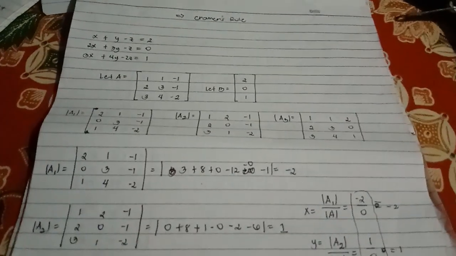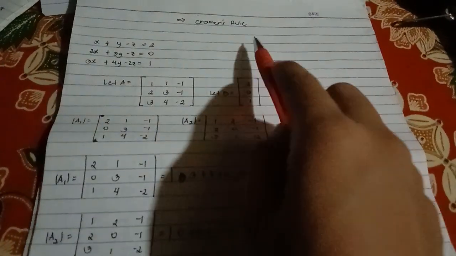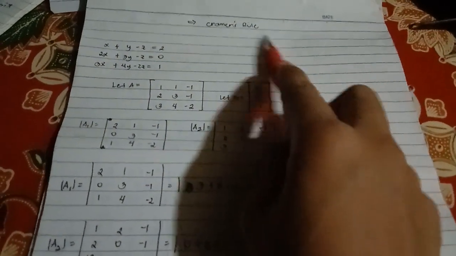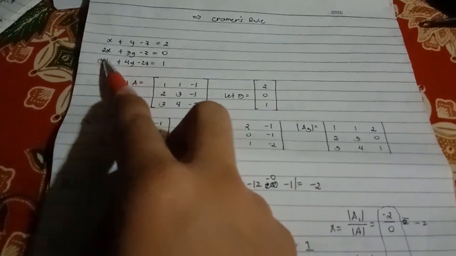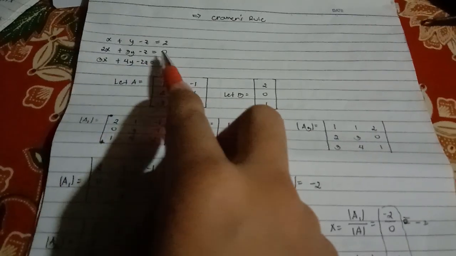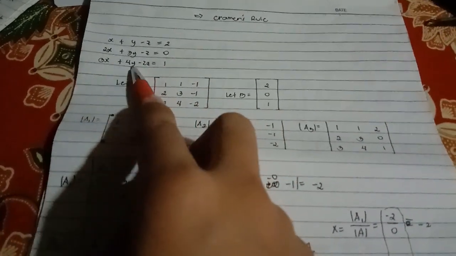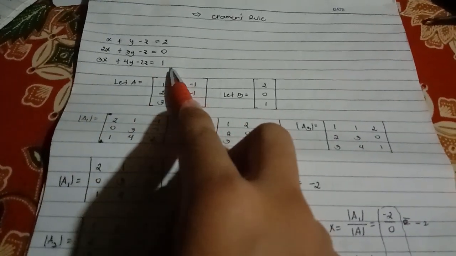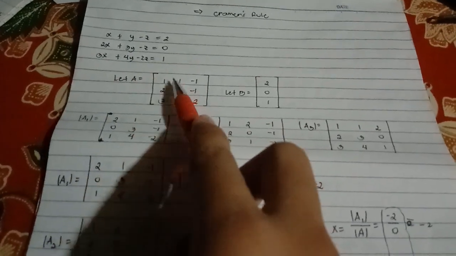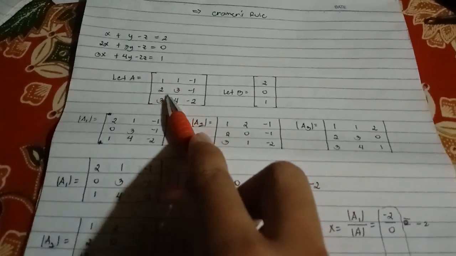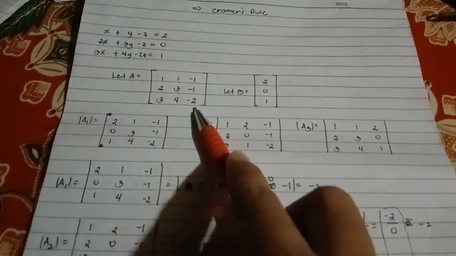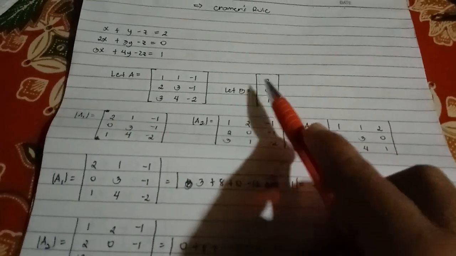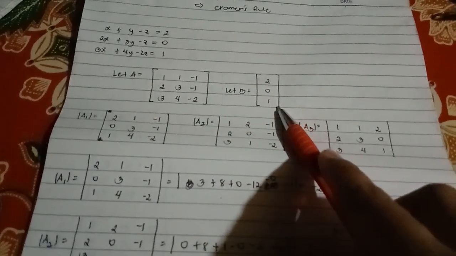So the next one is using Cramer's rule. So, the problem is x plus y minus z is equal to 2. 2x plus 3y minus z is equal to 0. 3x plus 4y minus 2z is equal to 1. So, let A be 1, 1, negative 1, 2, 3, negative 1, 3, 4, and then negative 2. Let B be 2, 0, and then 1.